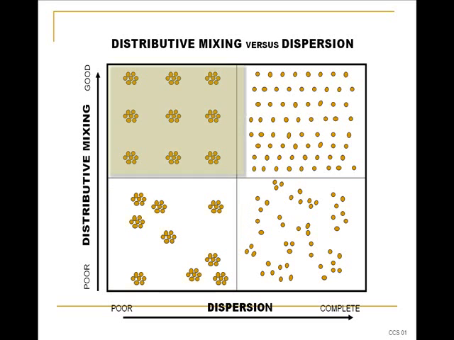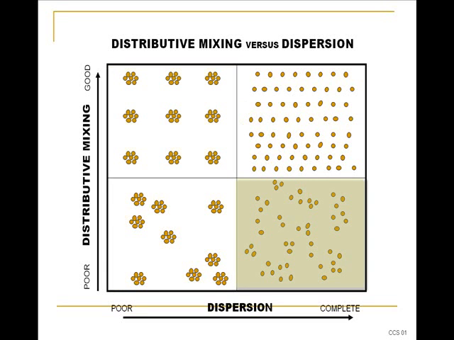If we move straight up from that box to the top left box, we see that we have good distributive mixing, where we have the pigment particles uniformly spread out through the box, but the problem is we still have poor dispersion because we still have the large pigment particles where the smaller particles are stuck together.